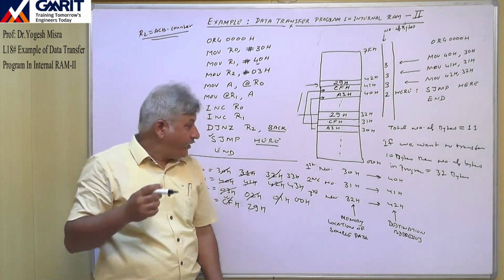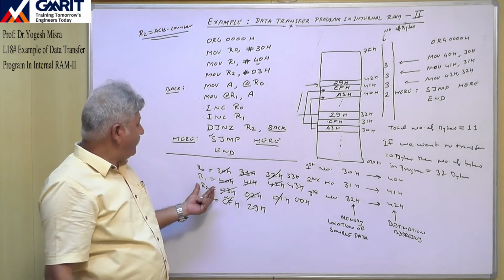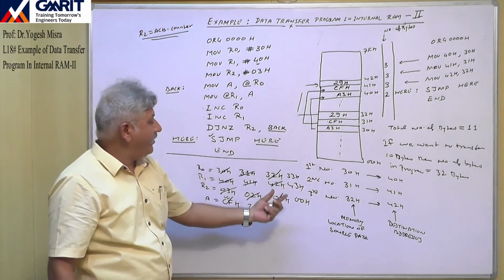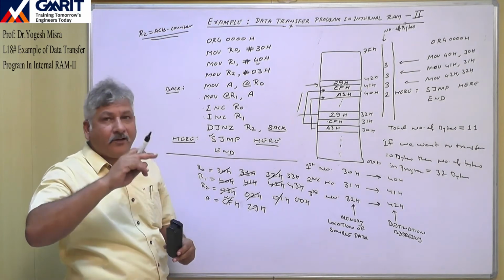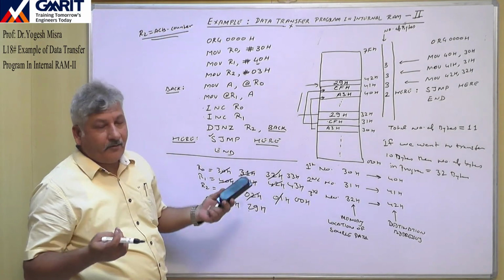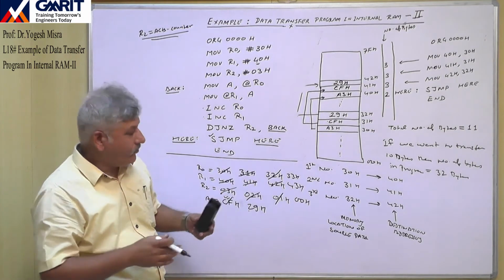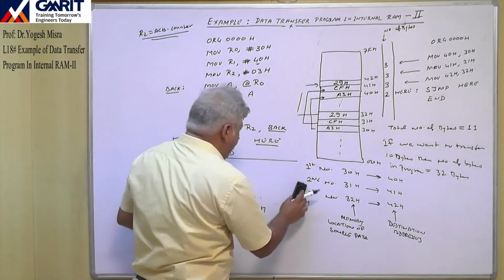So in this way, the moment the value of R2, which is a counter, becomes 0, this indicates that we have transferred all 3 bytes and our controller will come out of the loop. So in this way we have transferred all the bytes.